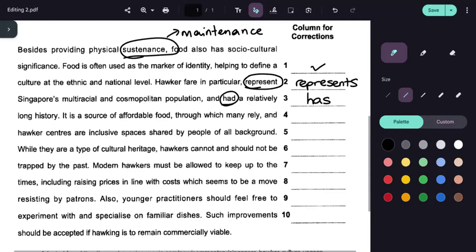"It is a source of affordable food." This one we have to say that it was a source of affordable food because we are talking about the past now. "Of affordable food through which many rely, and hawker centers are inclusive spaces shared by people of all backgrounds."